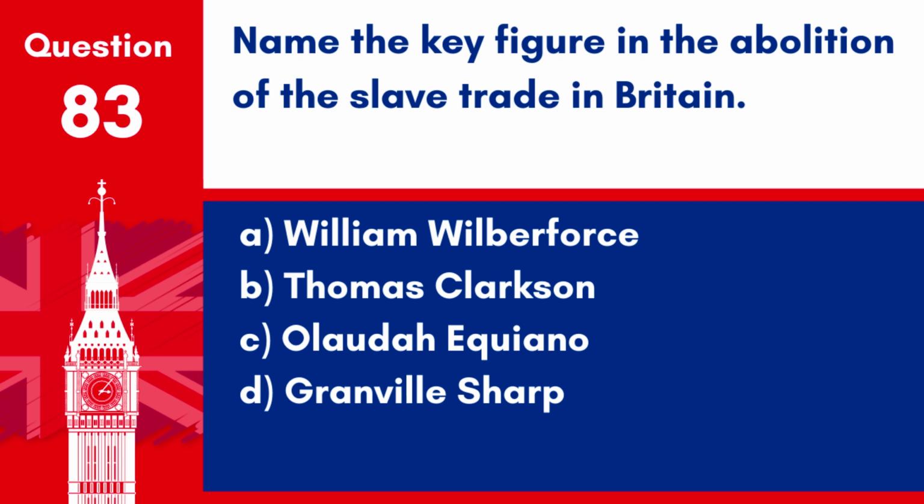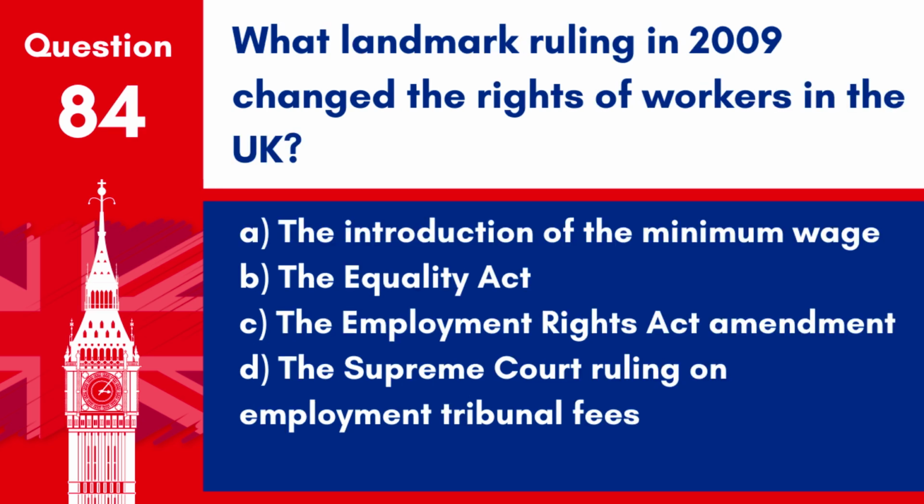A. William Wilberforce. B. Thomas Clarkson. C. Olaudah Equiano. D. Granville Sharp. Answer: A. William Wilberforce. William Wilberforce was a key figure in the movement to abolish the slave trade in Britain, leading the parliamentary campaign against the British slave trade for many years until the passage of the Slave Trade Act in 1807.